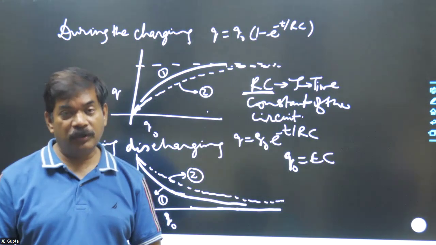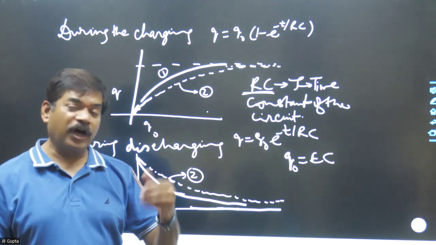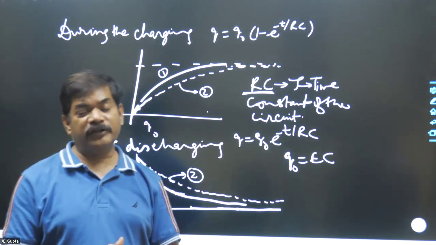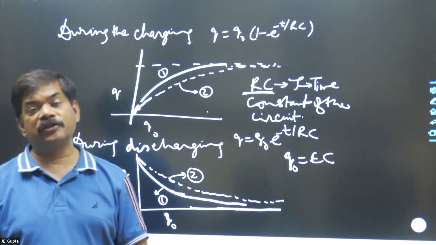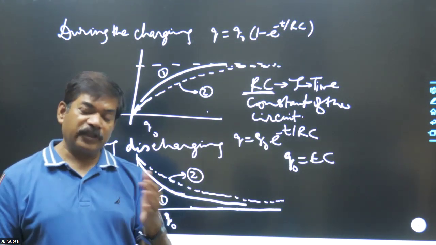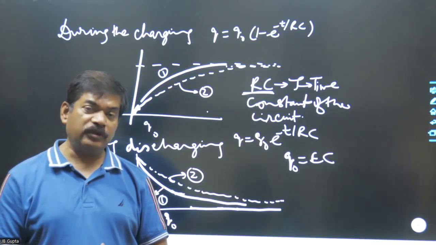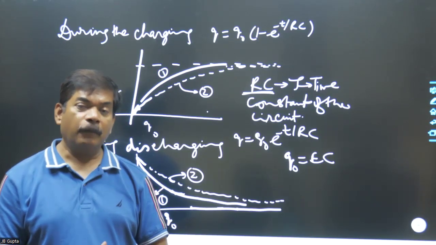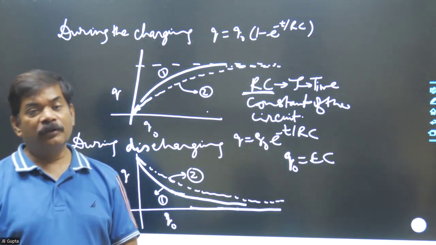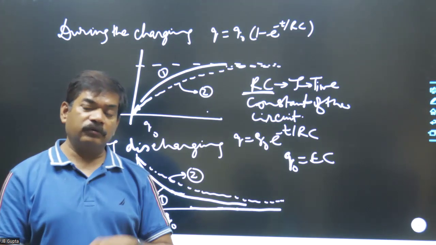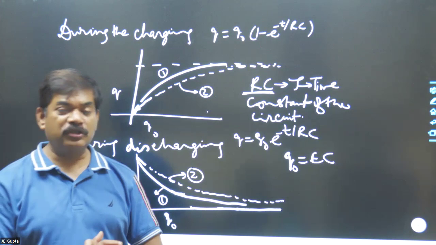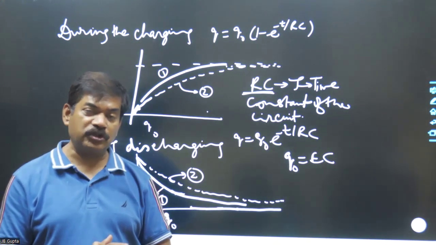It's a very important question, and it comes often. Whether it's charging or discharging, they give you two circuits. In one case, the time constant is R1C. In the other case, the time constant is R2C, and R2C is bigger than R1C. If they ask you in which case the capacitor will be charged by 50% or discharged by 50% sooner, that will be the case in which R1 into C is lesser compared to R2 into C.